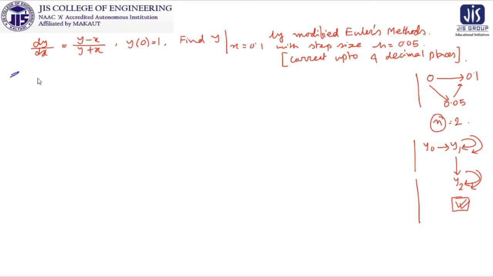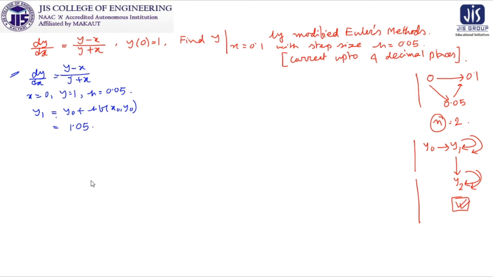So if we start the solution, according to the given expression, all these things are given to us. Using this, we will find out y1 as y0 plus h f x0 y0, and we will get the value as 1.05. I am not showing elaborate calculations over here, but all of you can do it on your own, and it should be done because this is one important aspect of numerical method calculations.